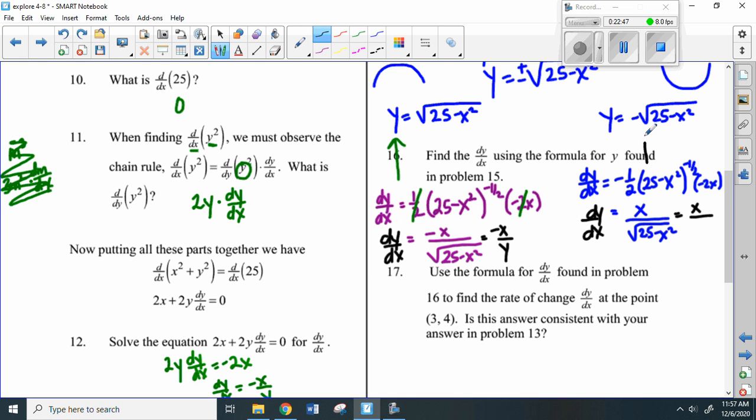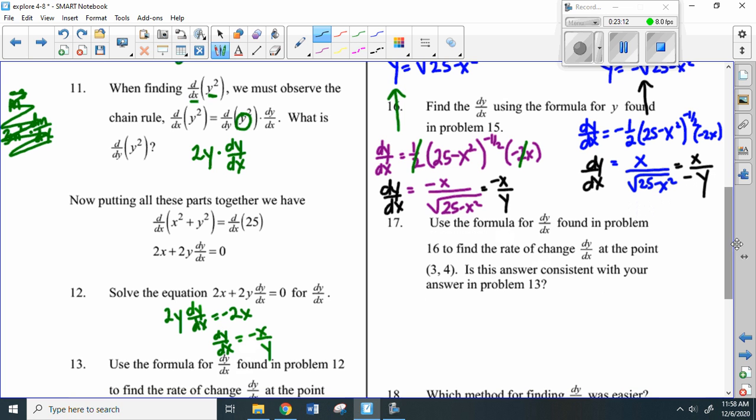Well, in the other one, when I compare, the square root of 25 minus x squared almost matches, but there's a negative. Well, let's move the negative to the other side. And then the square root of 25 minus x squared is equal to negative y. And look at that. That's also negative x divided by y. So you actually do get the same derivative.